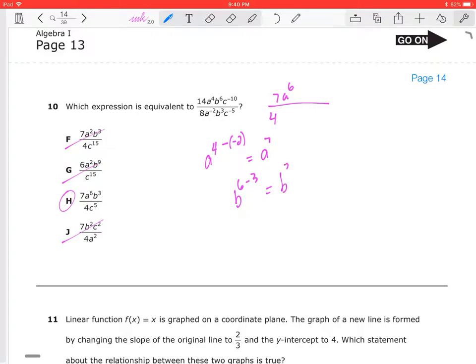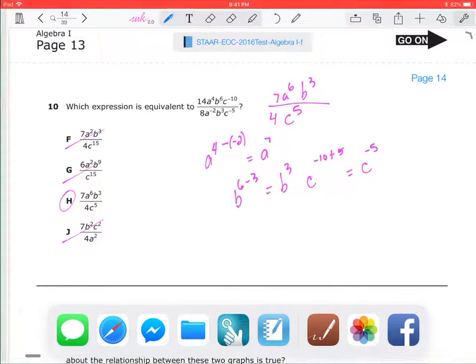We have b to the 6 minus 3. That's going to give us b to the 3rd, which is what we want. Then we have c to the negative 10 plus 5, which gives us c to the negative 5. Then that c to the 5 is going to go to the bottom, which matches. That works, so we are good.